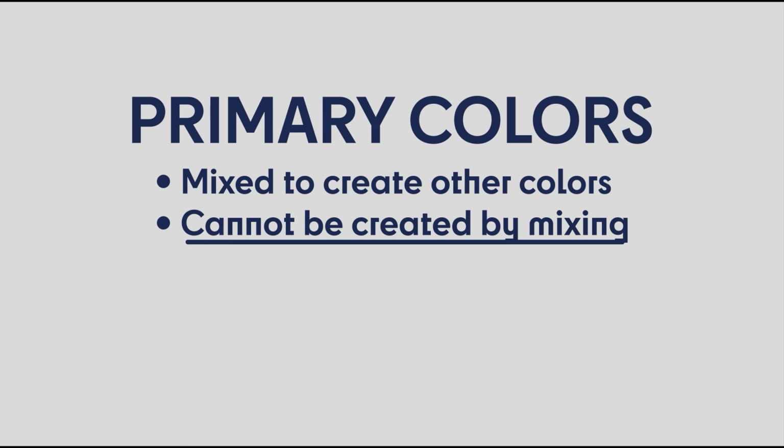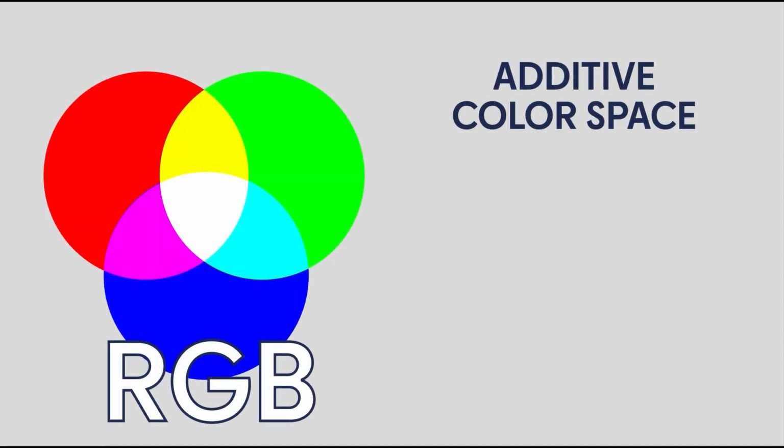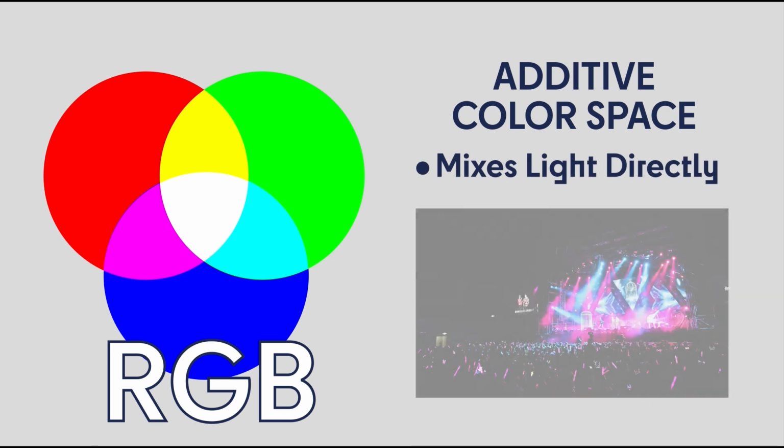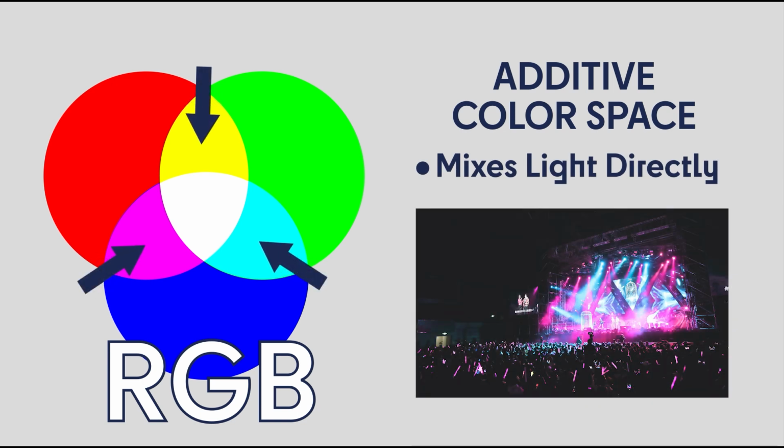The key to this lies in the fact that these color spaces are used for different applications. RGB is an additive color space, which means that it's used for mixing light directly. It's the color space used by lighting designers, and mixing all three primaries will give you white light.